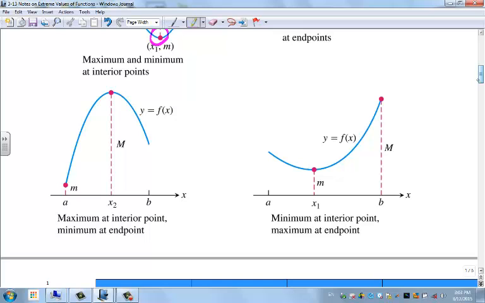Next one, you're looking for a maximum at an interior point. If you see this one, you have a maximum here, and the minimum of this is at one of the endpoints. So it can happen any way. Remember, the maximum is the highest y value, and the minimum is the point with the lowest y value, whether it be a critical point or an endpoint. In this interval, the minimum is at a critical point, and the maximum is at an endpoint.